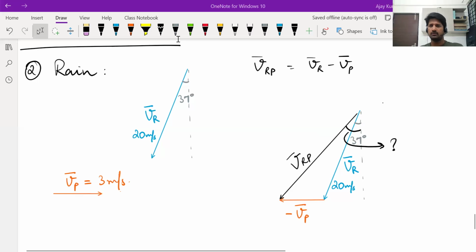Yeah, Vanilla, any doubt? Yeah, should we first find out its components, so like x component and y component? Without finding components, will you be able to find the resultant? No, sir. Then make use of components.